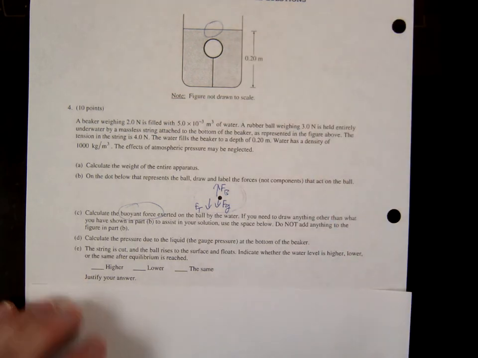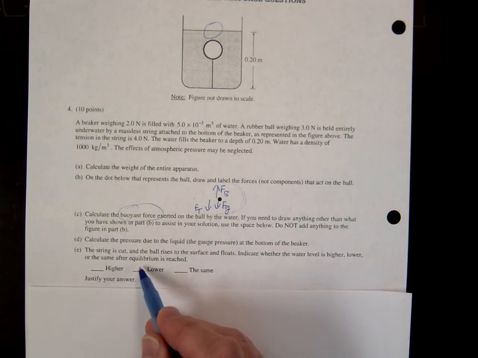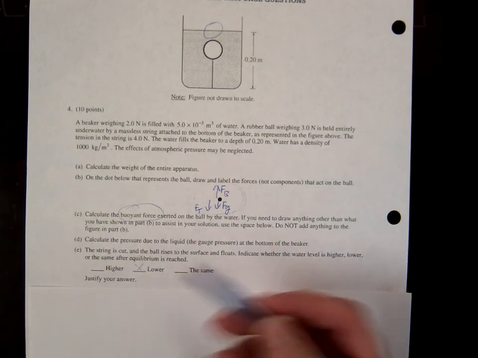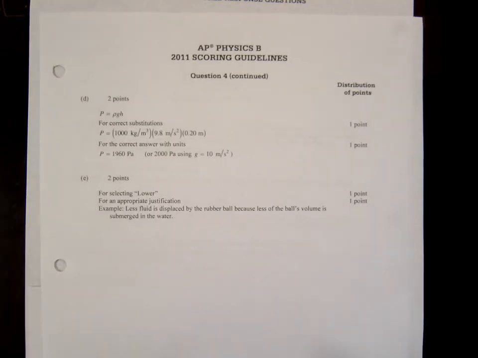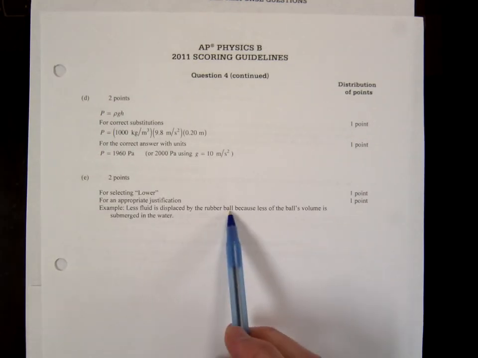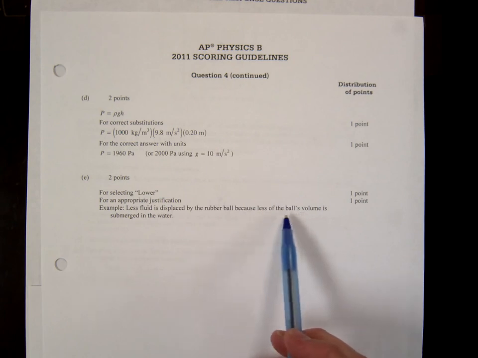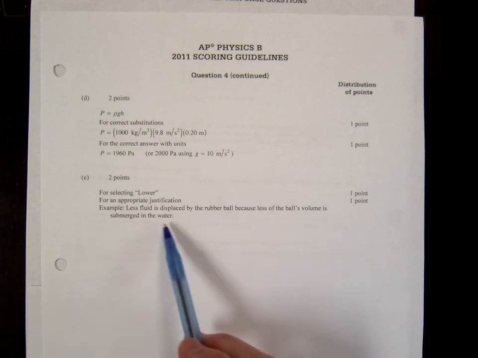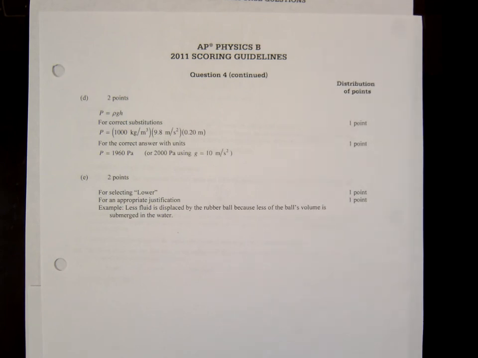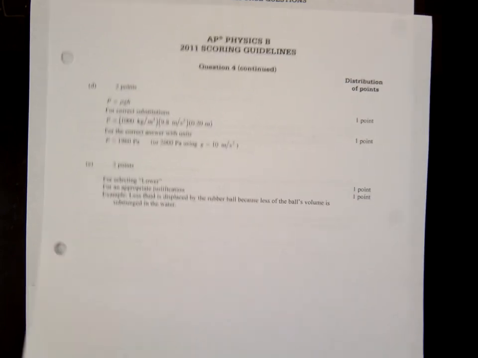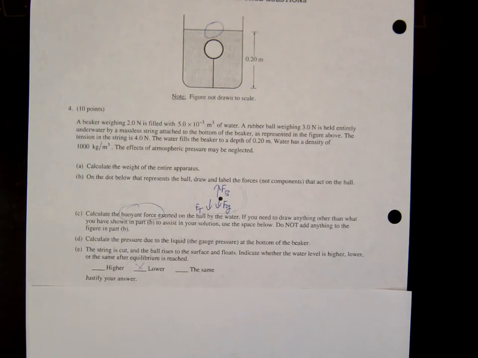All right, so 1 point for saying lower and 1 point for that kind of explanation. Let's see what they said. They said less fluid is displaced by the rubber ball because less of the ball's volume is submerged in the water. So some kind of explanation like that. Okay, so give yourself a score. How many people got at least 4? Okay, see, everybody's going to pass. That's all you need.